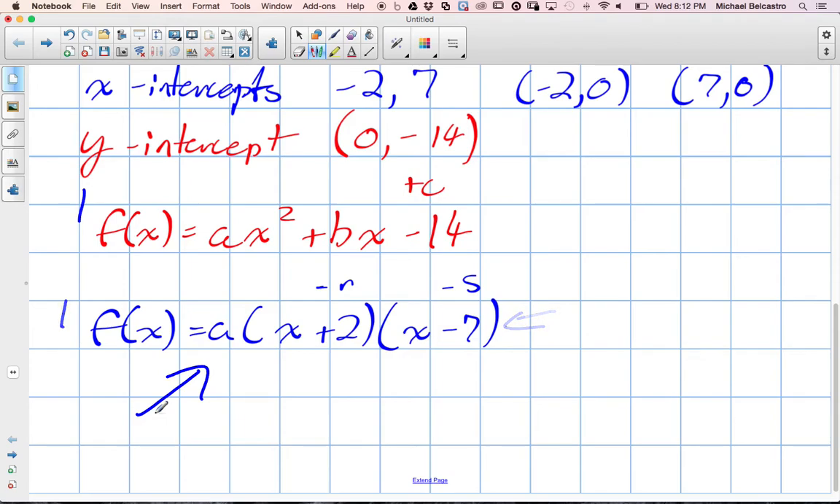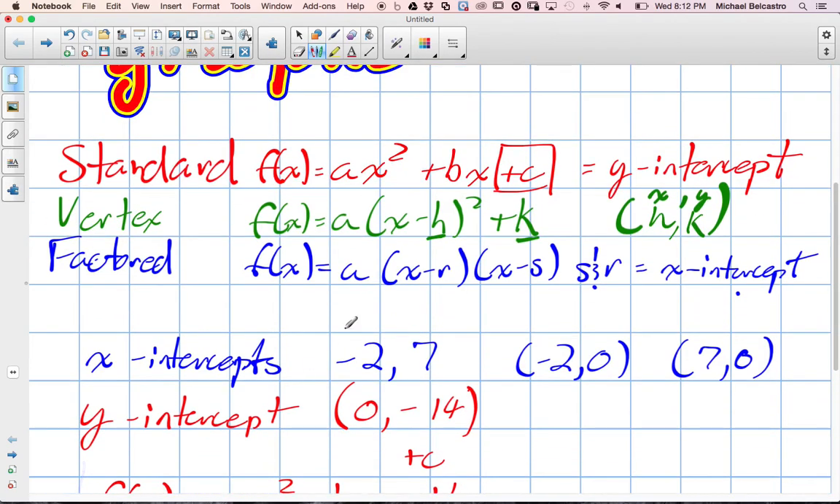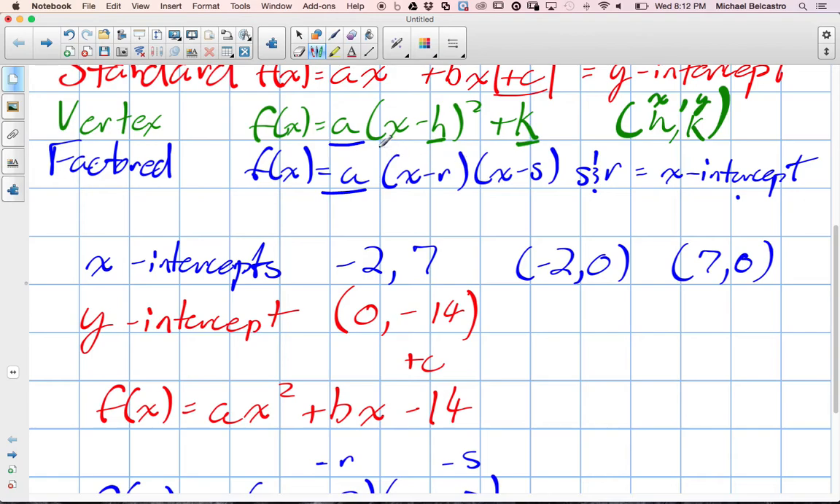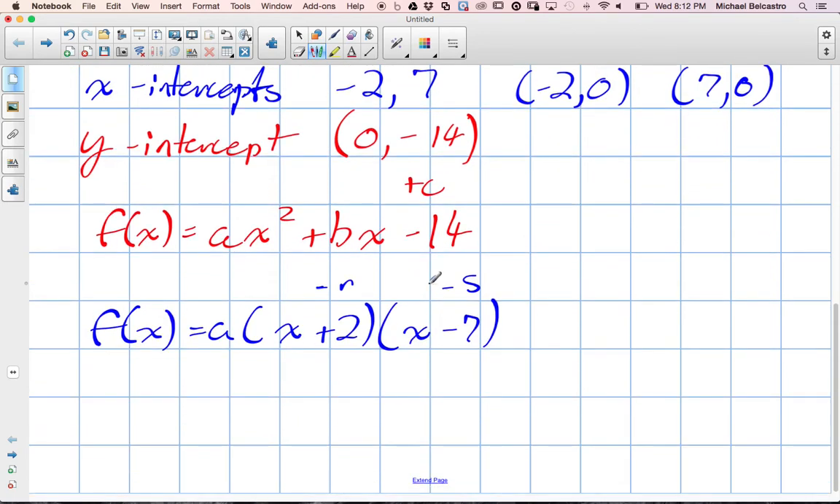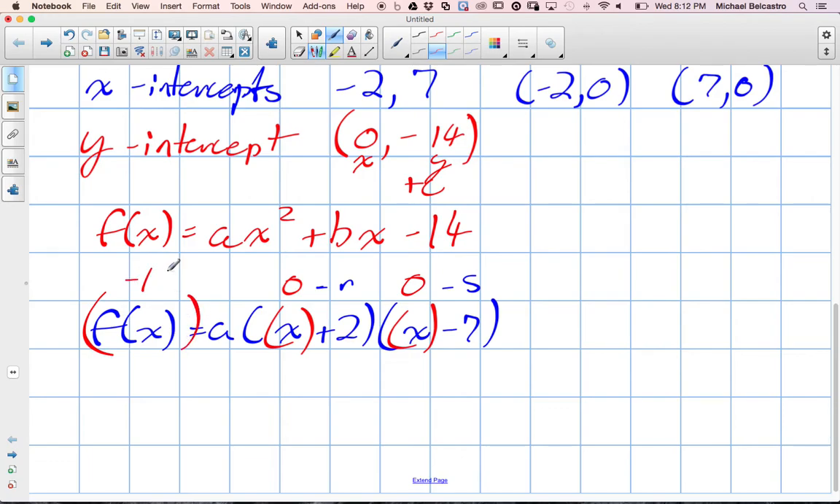As you look at things, probably the best two to use when looking for an a value are either going to be your vertex or your factored form, depending on whether they give you x-intercepts or a vertex. The y-intercept is not enough information to build a standard form, but I wanted to go through that idea, okay? So now that we have that, this is great. We can take our other piece of information, this being an x value and a y value, and we're going to plug them in. We're going to plug in our 0 for x in both of those, and we're going to plug in our negative 14 for our y value.